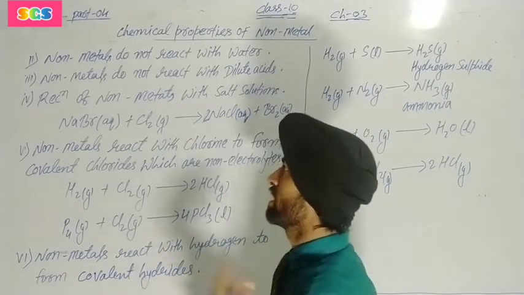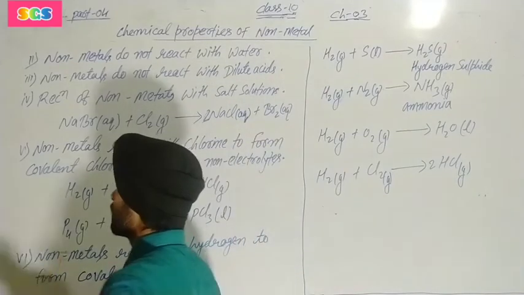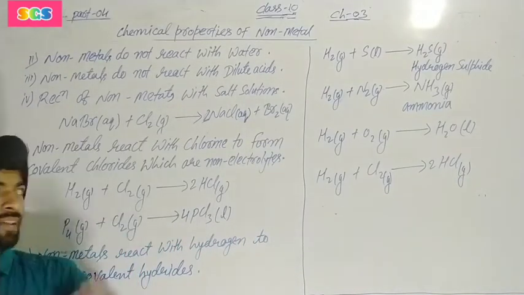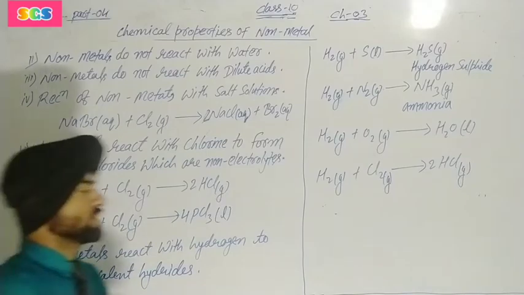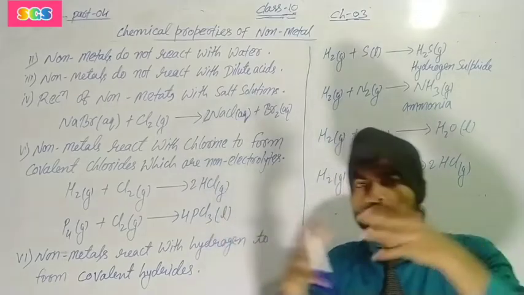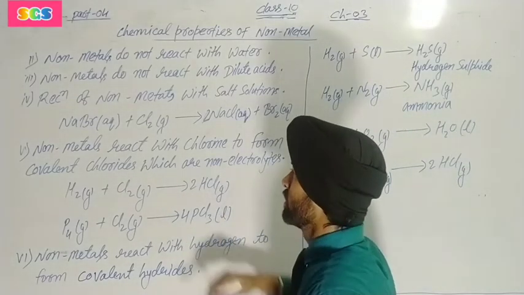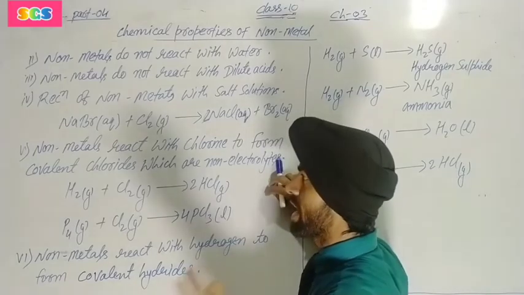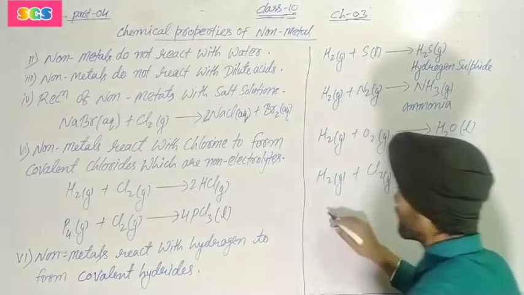Now, another chemical property of non-metals: non-metals react with chlorine to form covalent chlorides, which are non-electrolytes. Non-metals combine with chlorine to form covalent chloride. Covalent chloride means covalent bond.